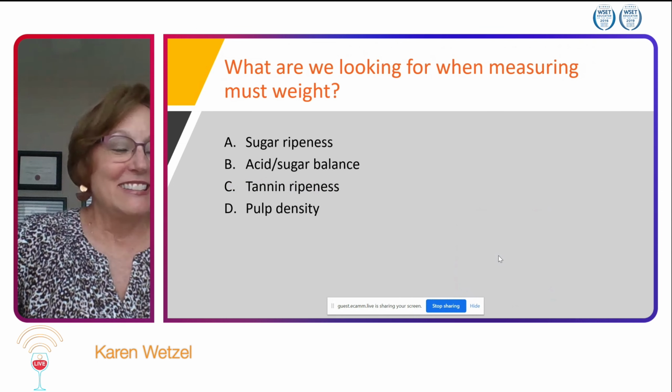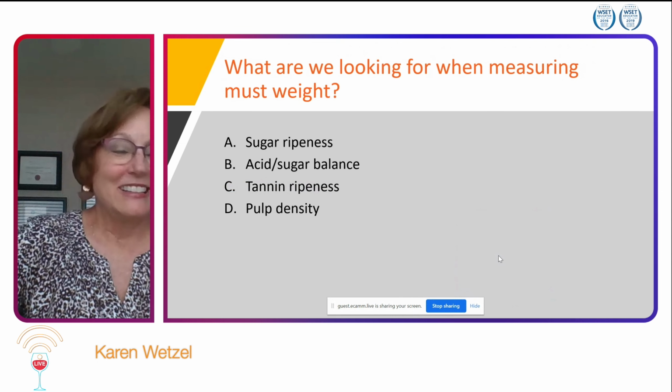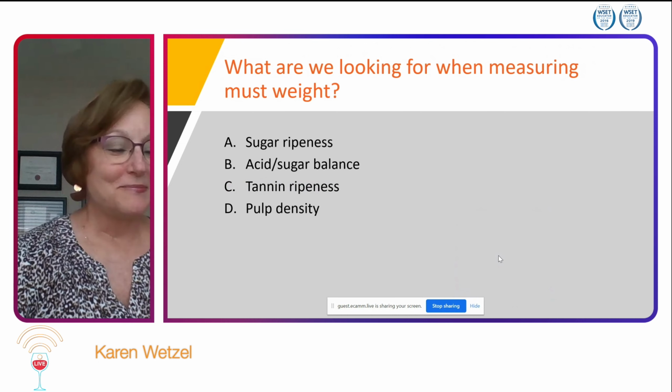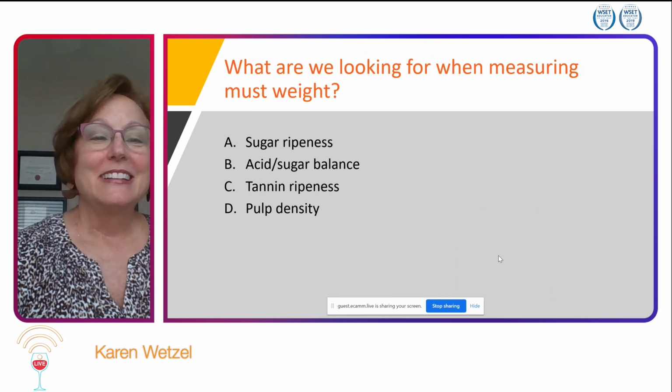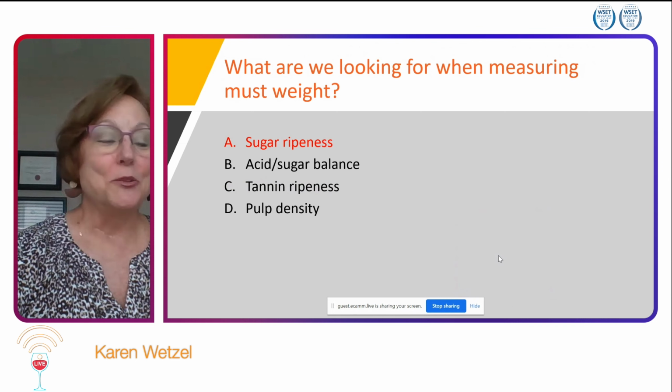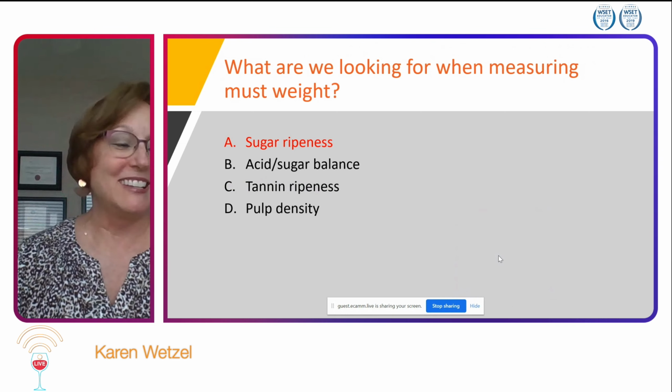Okie dokie. Lots of A's. I think there were a couple of other answers too that scrolled by me really quickly. But A is the favorite answer. And you would be right. It is sugar ripeness.